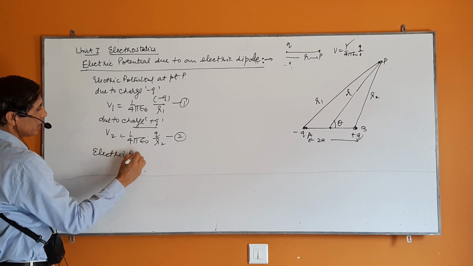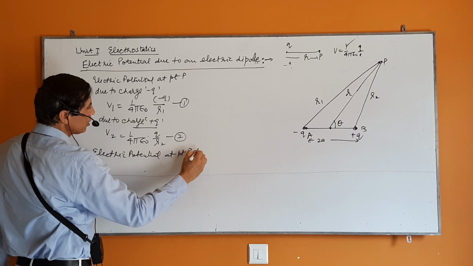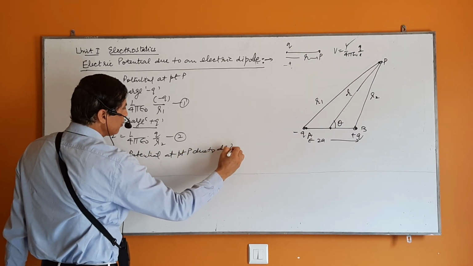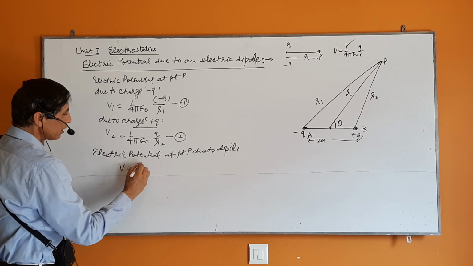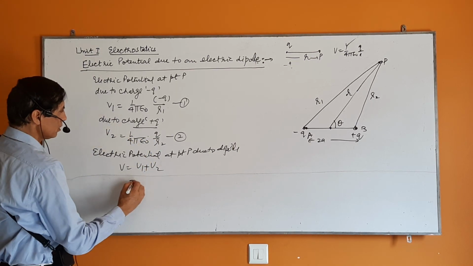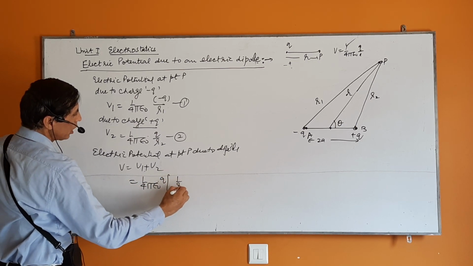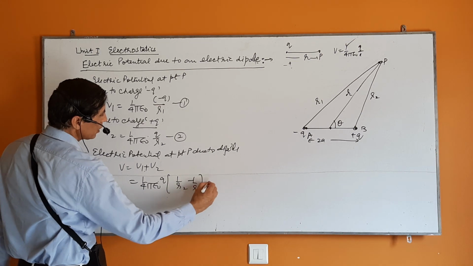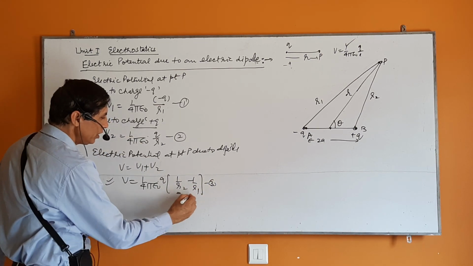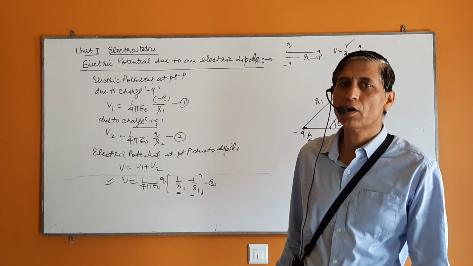Now, what is the total electric potential at point P due to the dipole? Due to the complete dipole, we'll take their sum: V is equal to V1 plus V2. This is 1 upon 4 pi epsilon naught into 1 upon r2 minus 1 upon r1. So if you want to calculate potential V, then you need r2 and r1. First of all, we have to find what r1 and r2 are.